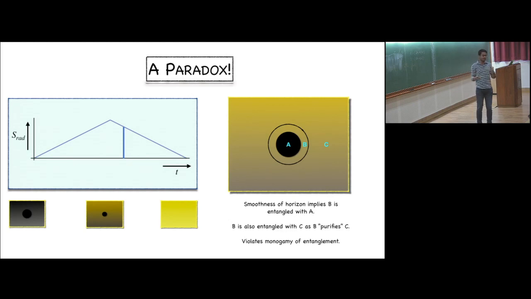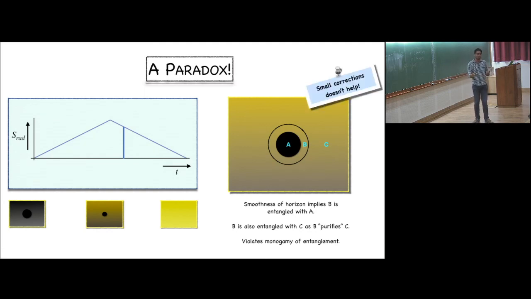But note that the horizon of the black hole is smooth, and it's a good dictum to remember that in quantum field theory, whenever we talk about something being smooth, then there would be entanglement. So smoothness of horizon would imply that A and B should be entangled. So this leads us to a paradox, because now B is entangled both with A as well as C, which violates monogamy of entanglement.